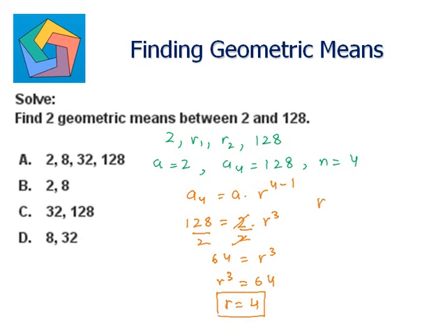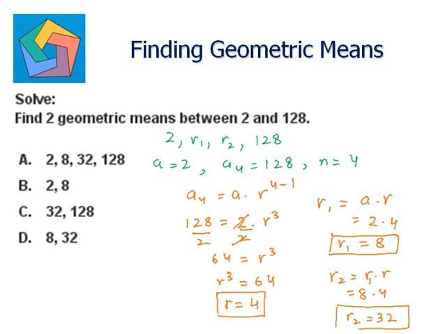So r1 will be a times r, that's 2 times 4. r1 is 8. And r2 will be r1 times r, 8 times 4, so r2 is 32. So 8 and 32 are the geometric means between 2 and 128, which is the answer in the D part.